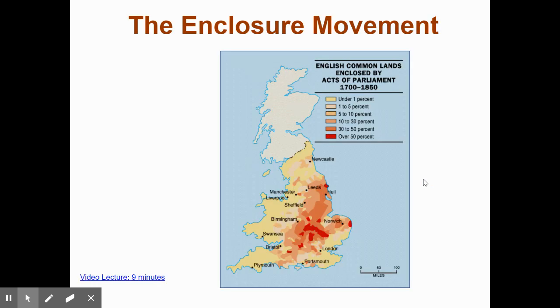Your book talks a little bit about the enclosure movement, and there's a little video attached to this that you can watch. It basically meant that public lands that were once used by common folks were fenced off and eventually passed to the control of large landowners. This meant that more and more people were without land to produce their own crops and became wage laborers, or laborers free to move about the land in search of work.